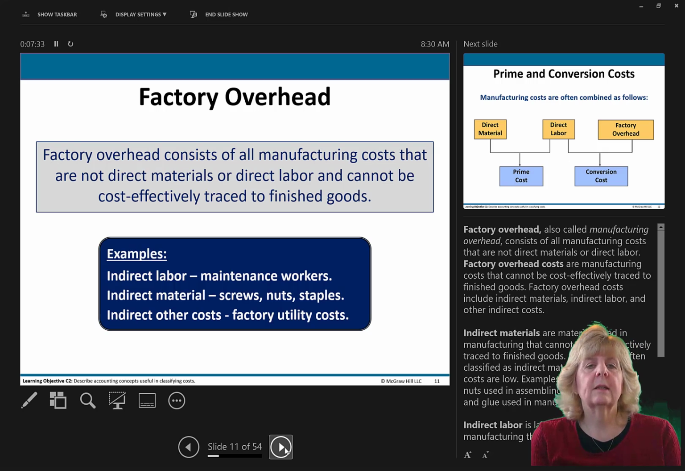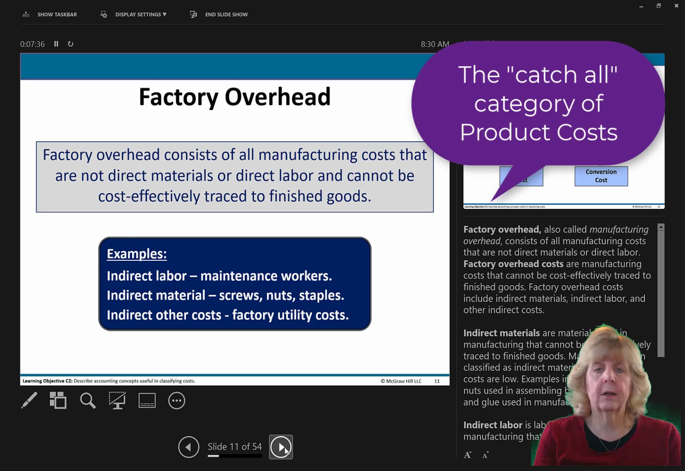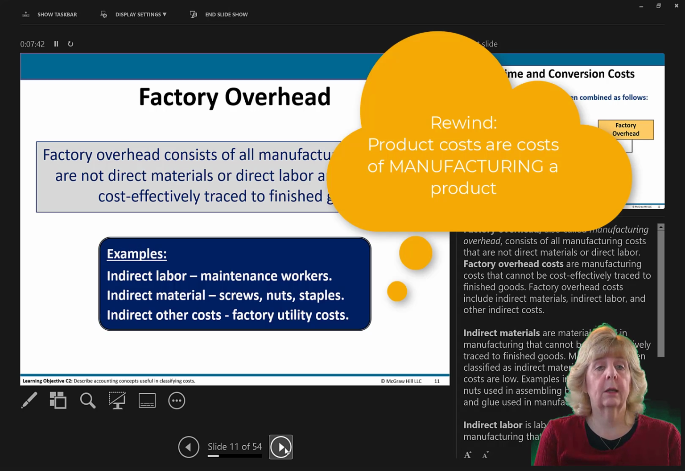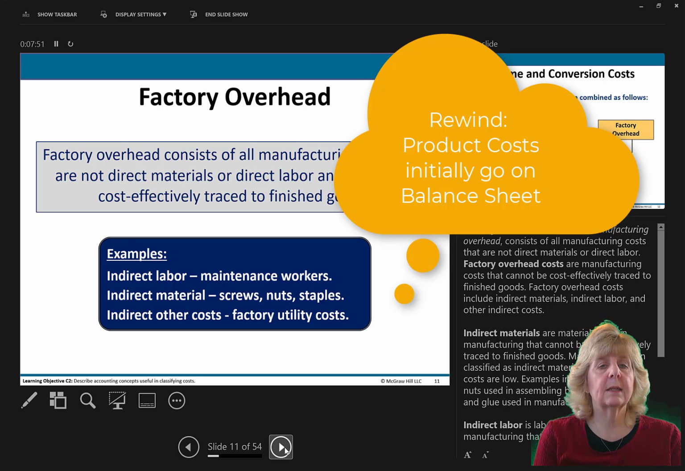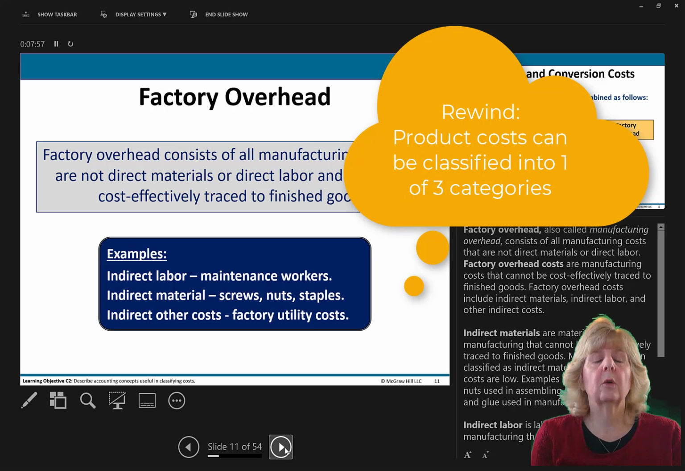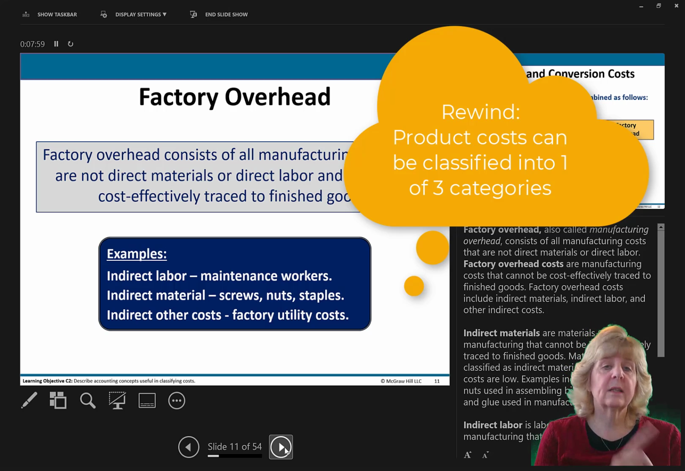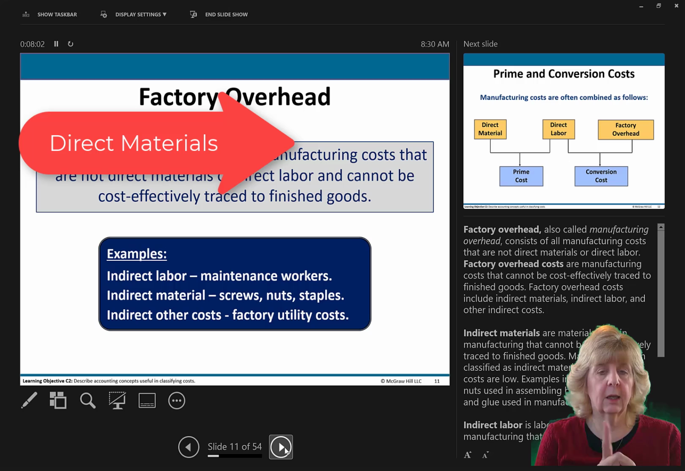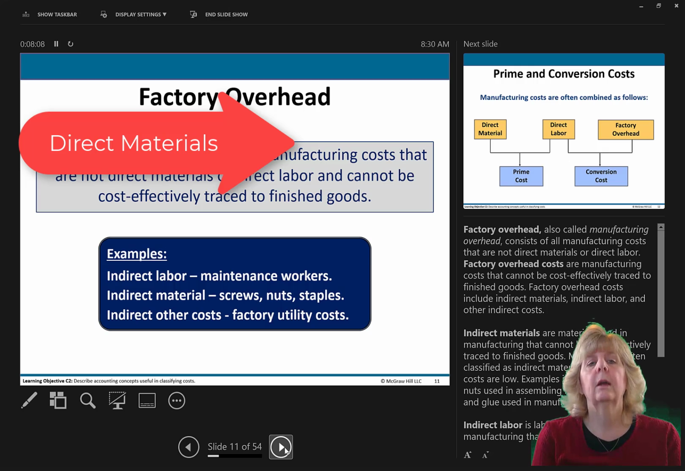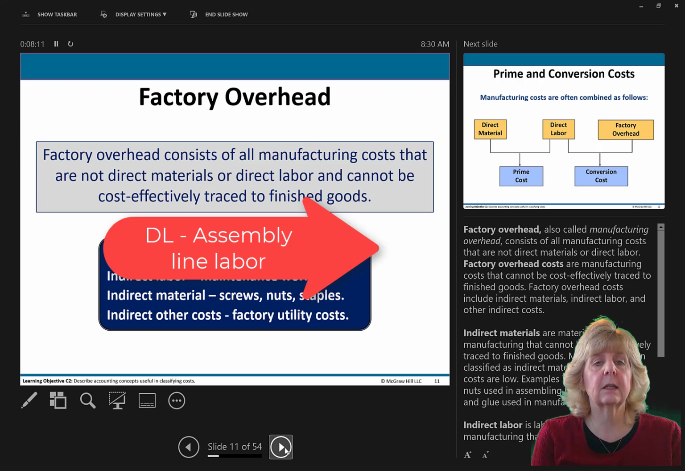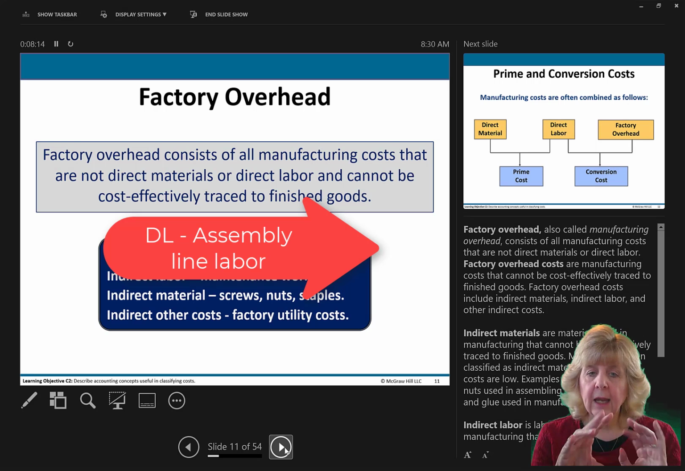Factory overhead is the third type of product cost. So kind of back up, we've learned about product costs. We learned that product costs are costs of manufacturing a product, and we learned that product costs go through the balance sheet, and if something is a product cost, it can be classified into one of three categories. We saw direct materials. Okay, the key word there is direct. You can directly watch the materials going into the finished good. Direct labor was the second type of product cost. That was that dirty hands or touch labor.